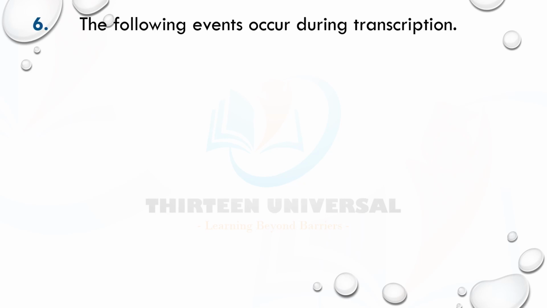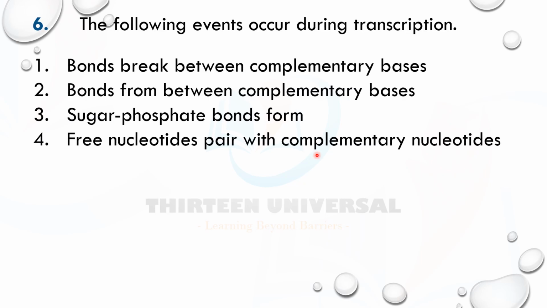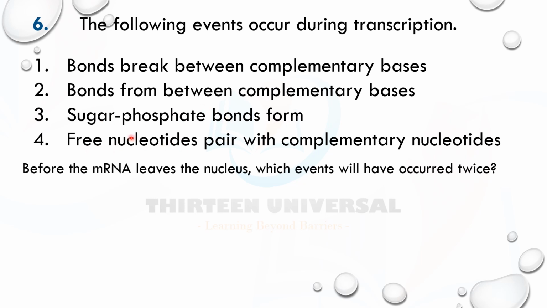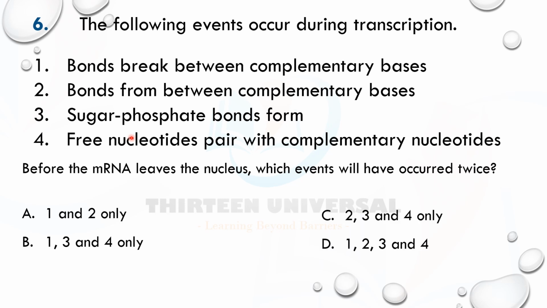The following event occurs during transcription. Bonds break between complementary bases. Bonds form, this "form" is a typo, between complementary bases. Sugar phosphate bonds form between free nucleotides. Now, before mRNA leaves the nucleus, which event will have occurred twice? What do you think? Chat me now. What do you think is the answer? Okay, you're correct. Let's do it.